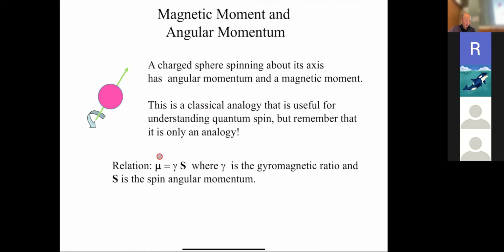Okay. So, the key is that the mu is the magnetic moment, and the S is the angular momentum. Okay, and those two are related by this ratio we call gamma, which is the gyromagnetic ratio.